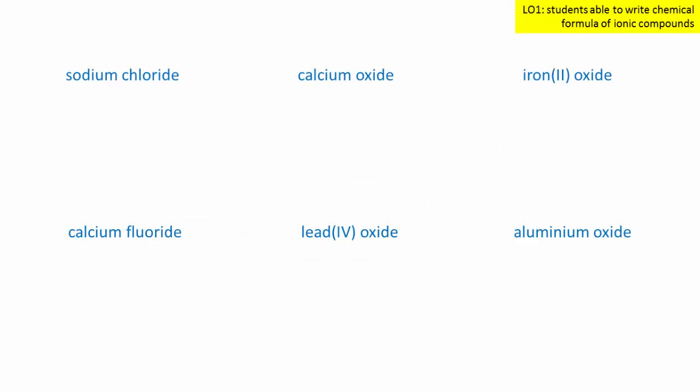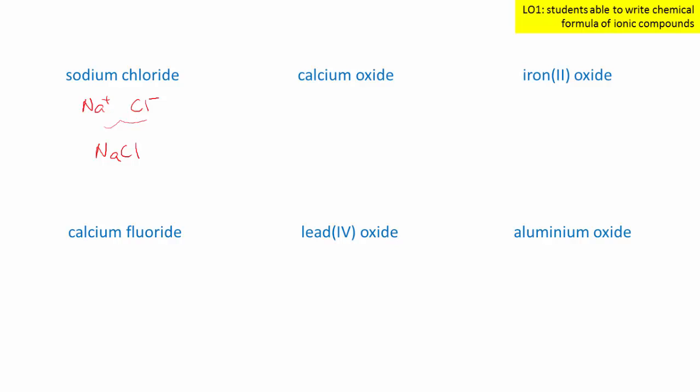Now let's try writing the formula of this ionic compound. Sodium chloride. First you must know that sodium is group 1, so it's Na+. Chloride comes from chlorine. Chlorine is group 7, so chloride is Cl-. When you want to write a chemical formula of ionic compound, you must balance the charge. So the charge of +1 and -1, they are equal and opposite. So together they form NaCl.